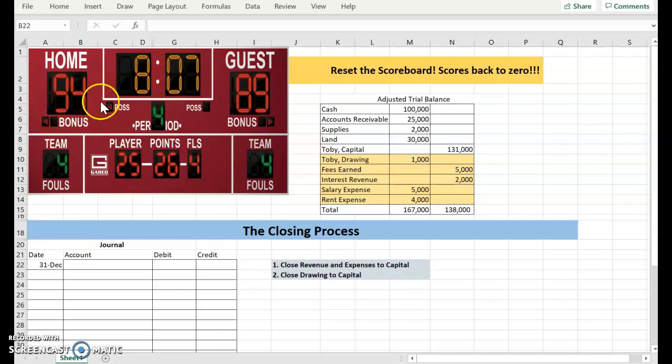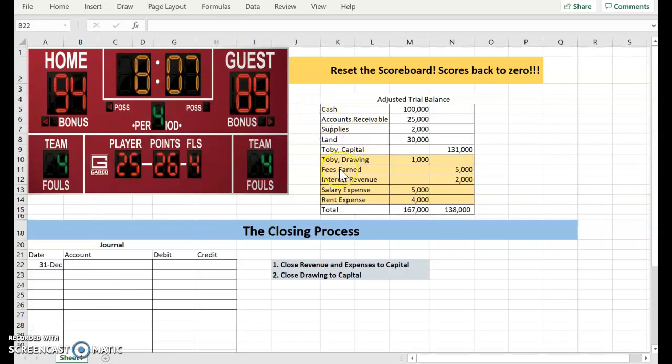So I have a picture of a scoreboard because it's just like starting a ball game over. We have to reset the scoreboard to get prepared for the next game. So we reset the scoreboard back to zero, just like we're going to reset these accounts back to zero to get ready for the next accounting period.